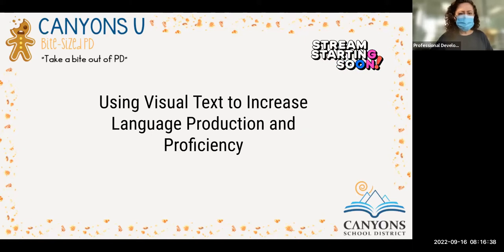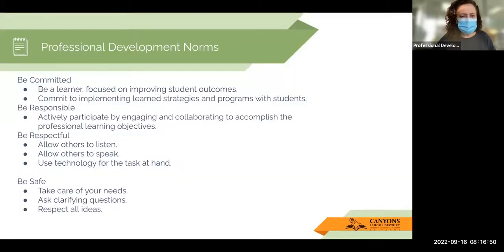Welcome to our PD: Using Visual Text to Increase Language Production and Proficiency in the Classrooms. So we're going to look at the norms first. Those are the same professional development norms that you've seen in all our PDs. Be committed, be responsible, be respectful, and be safe.